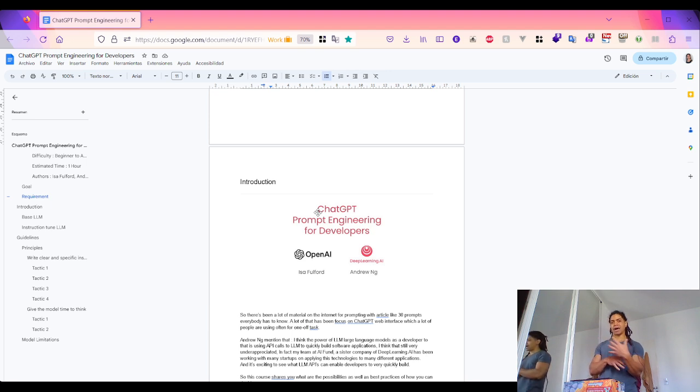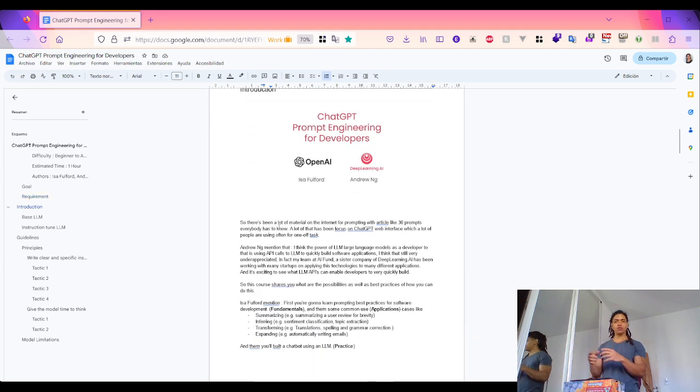But the power of this for developers, Andrew mentioned, is that it allows you to use API calls to this large language model to build software applications. That's the reason why he created a sister company from deeplearning called AI Fund to do that.